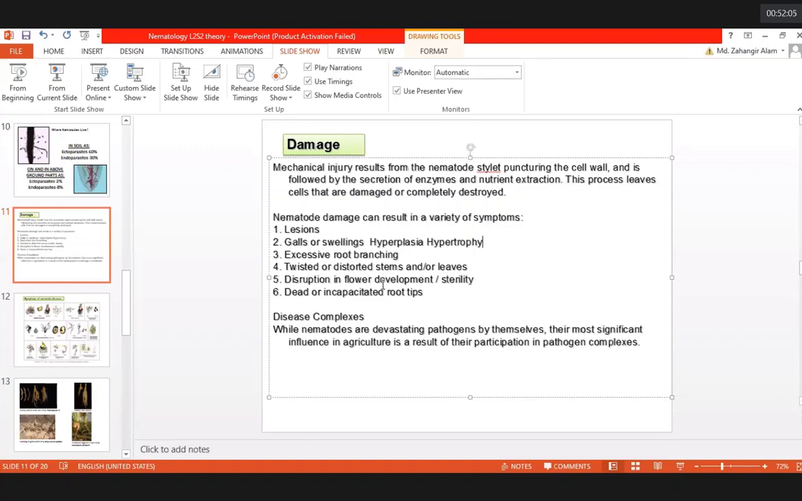Complete life cycle for a plant means seed to seed. That is, after sowing, the seed will be germinated, and that seedling will become a matured plant. That matured plant will produce flower. That flower will produce fruit. That fruit will produce seed. We call it the complete life cycle.